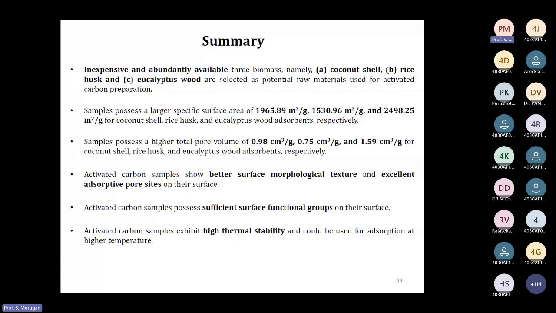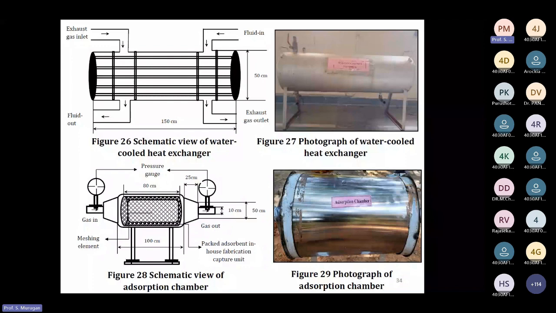So this is an idea of characterizing this activated carbon. Now, after the characterization, we fabricated two things. One is a water cooled heat exchanger, and the second one is an absorption chamber. Why is a water cooled heat exchanger required? Because the gases have to be first cooled, then the CO2 can be absorbed.